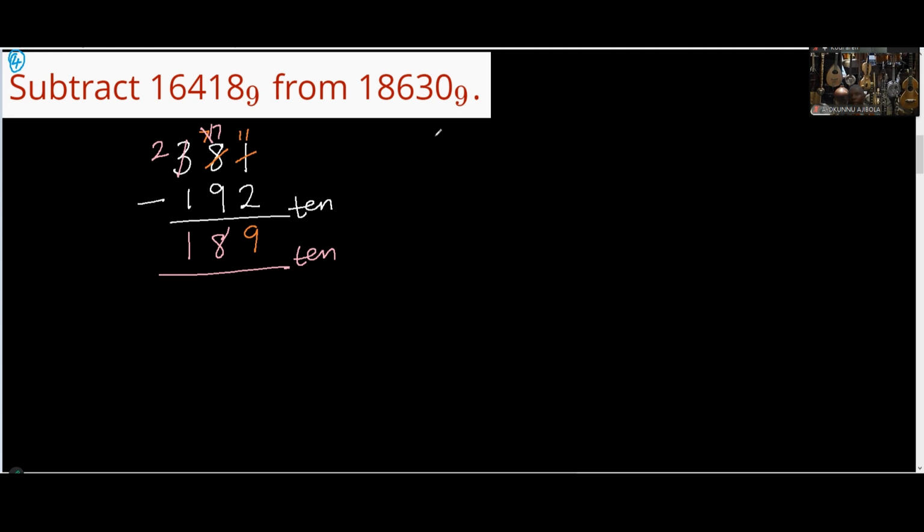So the same thing we're going to do in base 9. Let's do this question that's in base 9. We have 18630 at the top, then minus 16418 at the bottom, base 9. 0 minus 8 is not possible, so borrow 1. So when you borrow 1 from here, this becomes 2. The 1 is a 9, plus 0, that's 9. 9 minus 8 is 1.